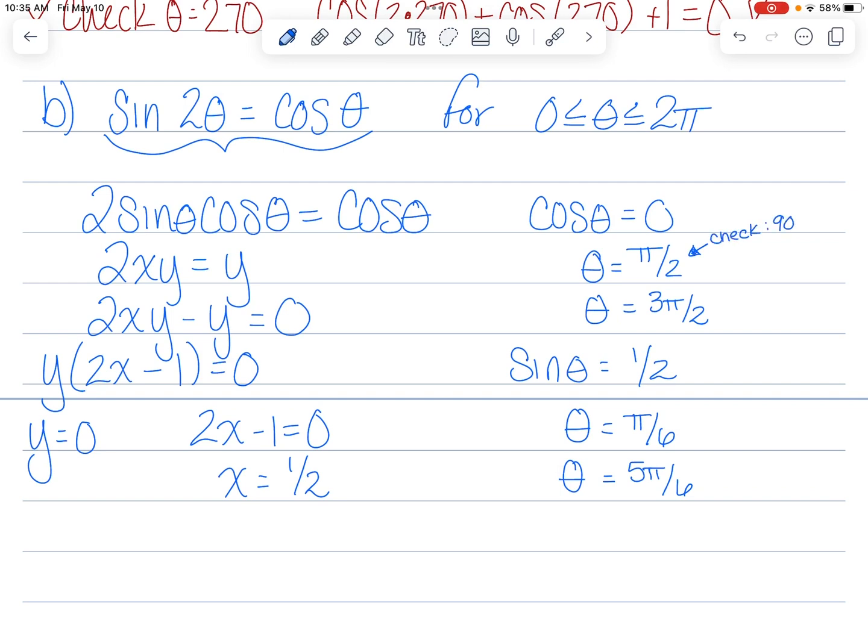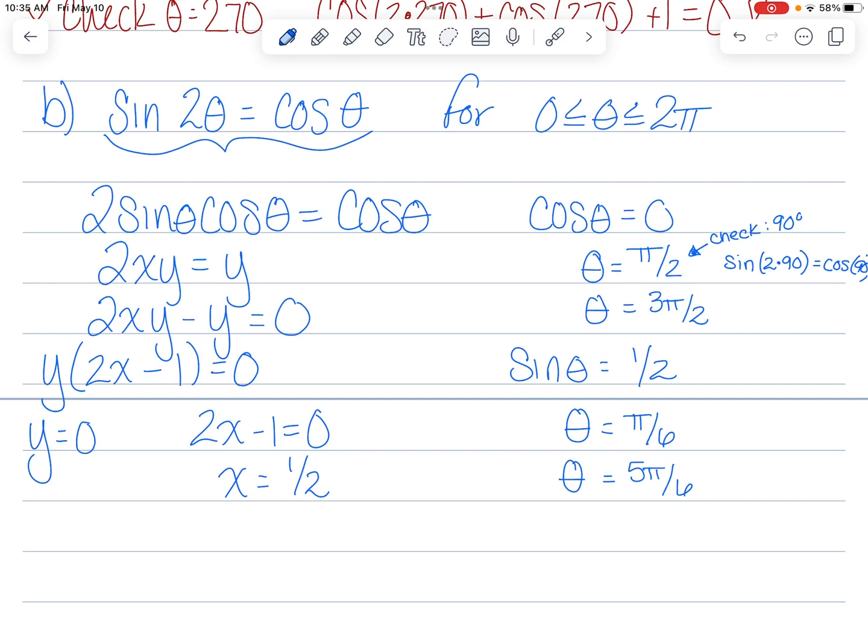If I want to check pi over 2 is 90 degrees, I would plug 90 into my theta in the calculator. I would check that it's equal to this. Remember, you plug in both sides separately. Sine of 2 times 90 is 0, and cosine of 90 is 0. Since it's 0 equals 0, you're good.